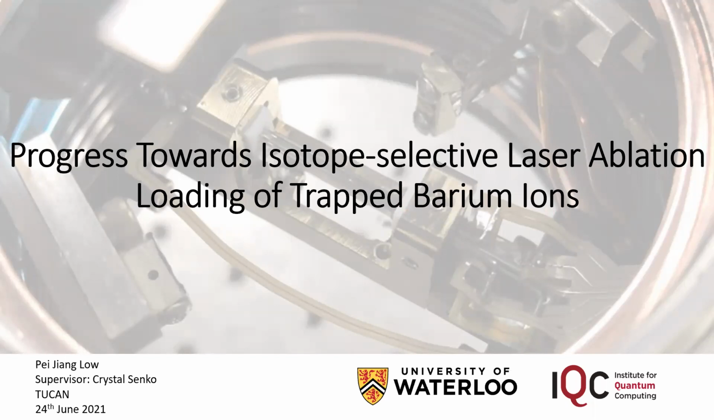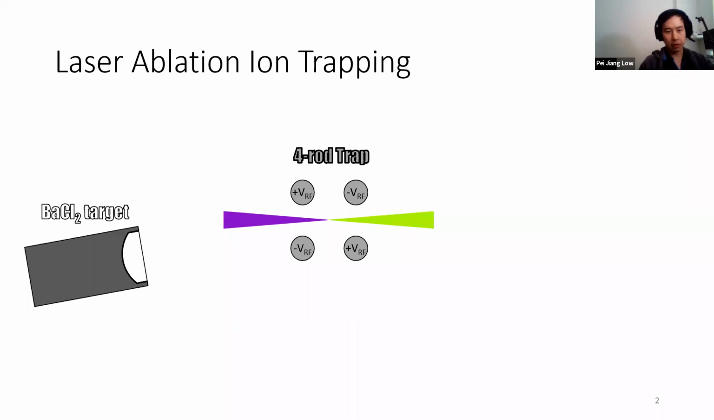So this is isotope-selective laser ablation loading of trapped barium ions. First, what is laser ablation ion trapping? He already introduced what an ion trap is.